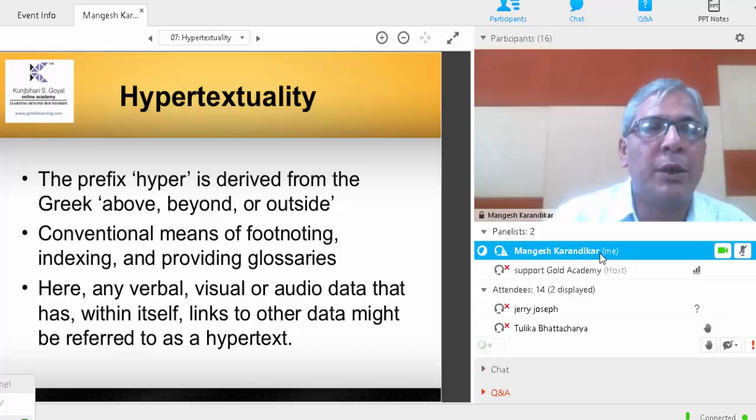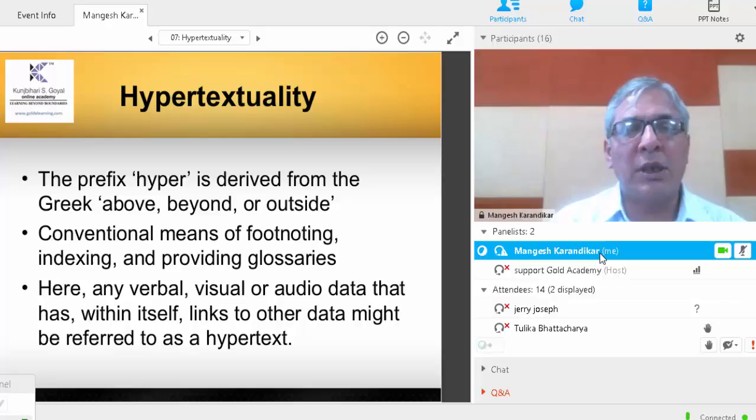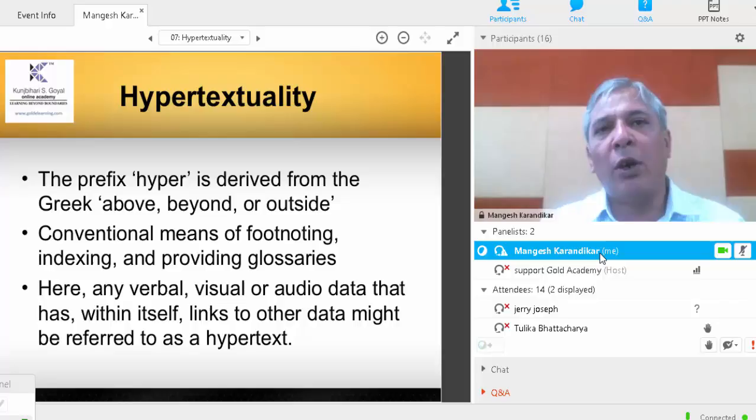Right. So we are going to talk about hypertextuality now. If you remember, communication is derived from the Greek word communis. Similarly, hyper is a prefix derived from the Greek word hyper. It means above, beyond, or outside. Now, why is this so important for us, especially media students?